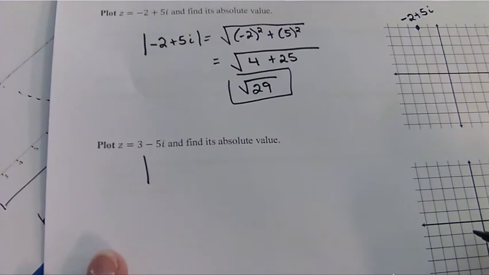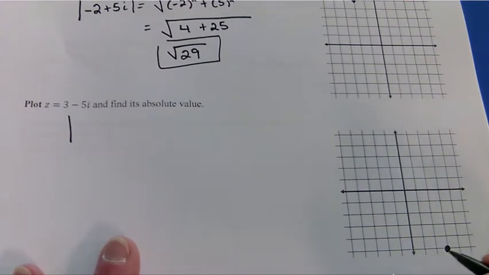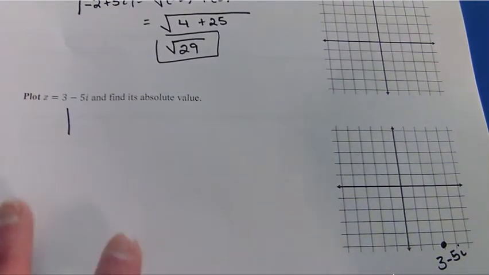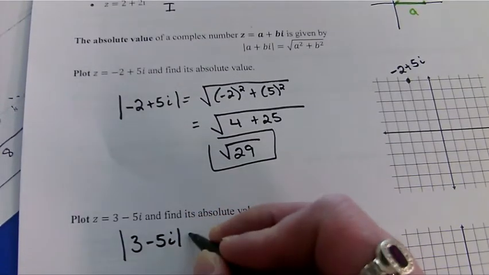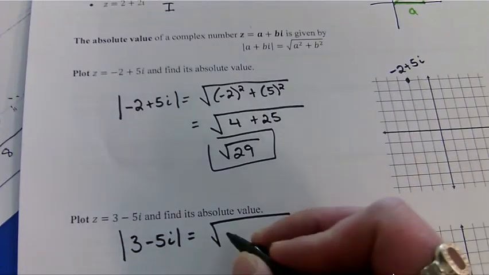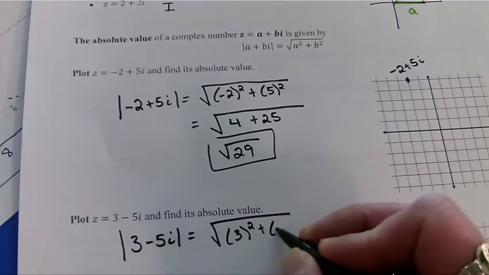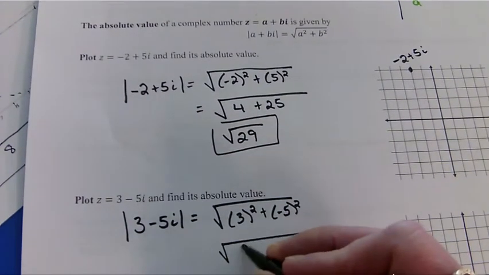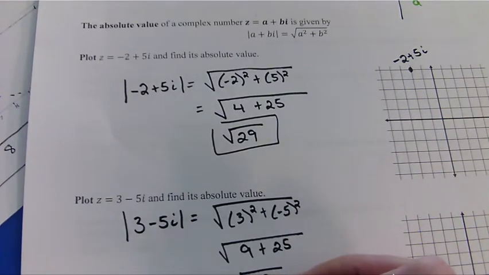Oh, I forgot to plot it. 3 minus 5i would be right 3, down 1, 2, 3, 4, 5. There's the point 3 minus 5i. And its absolute value would be its magnitude, its distance from 0. So horizontal component squared plus vertical component squared: 9 plus 25, square root of 34.